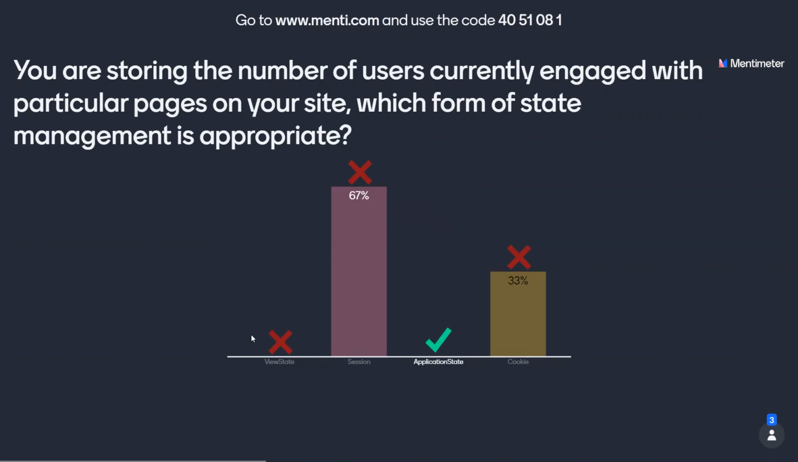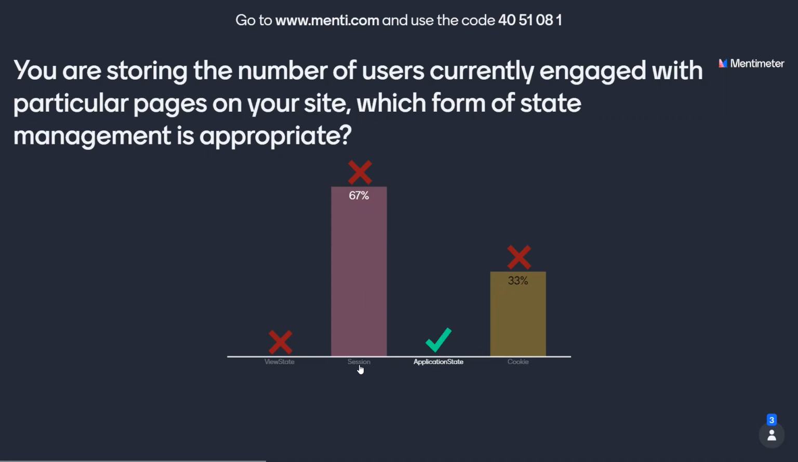No, so why would we say session state here? I guess because that is preserved across different pages, maybe is the logic. I'm not sure if we should read into this too much. But yes, it's application state because the number of users engaging with particular pages on your site is kind of the same as the number of users engaging with your site.